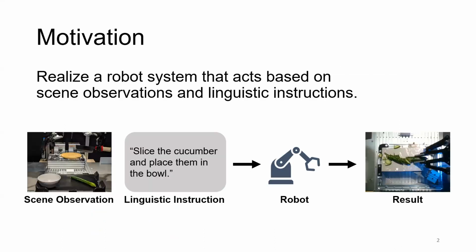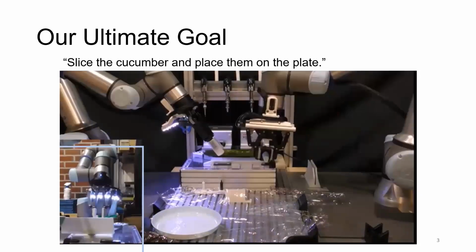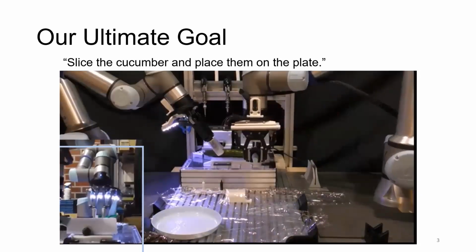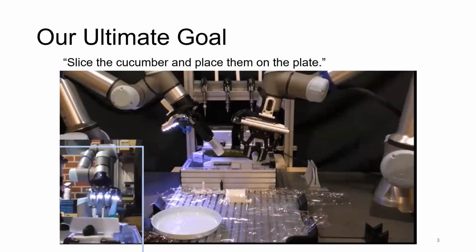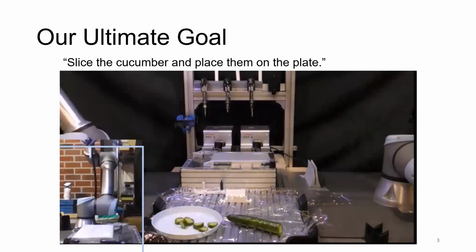Given a scene observation describing the environment and the linguistic instructions specifying the task, we are interested in realizing a robot that acts following the instruction while perceiving the environment. This video demonstrates our ultimate goal. Here the robot follows the linguistic instruction, slice the cucumber and place them on the plate, by picking up the cucumber, slicing it on the cutting board, and placing them on the plate.